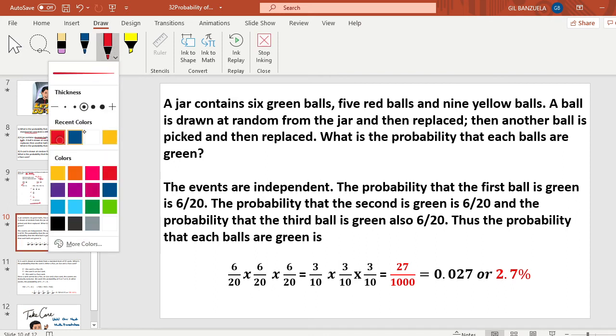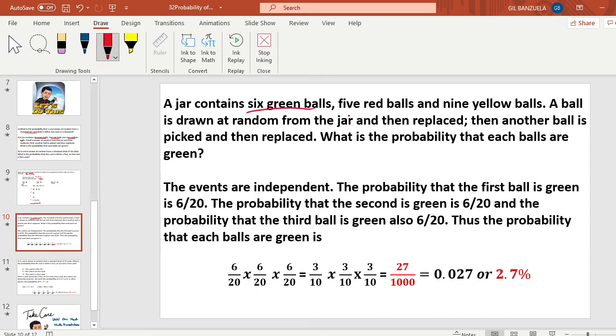A jar contains 6 green balls, 5 red balls, and 9 yellow balls. A ball is drawn at random from the jar, then replaced. Then another ball is picked and then replaced. What is the probability that each ball is green? Take note, guys, that these events are independent. The probability that the first ball is green is 6 over 20. Then the probability of the second is also 6 over 20. And the probability that the third ball is green is also 6 over 20.